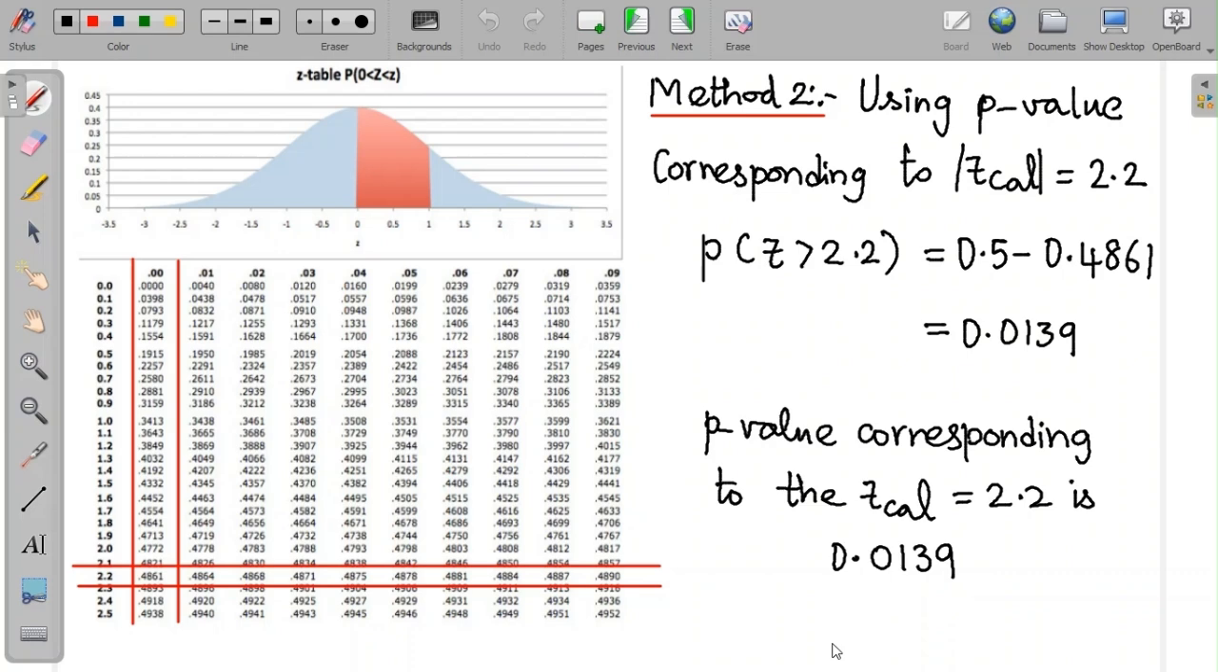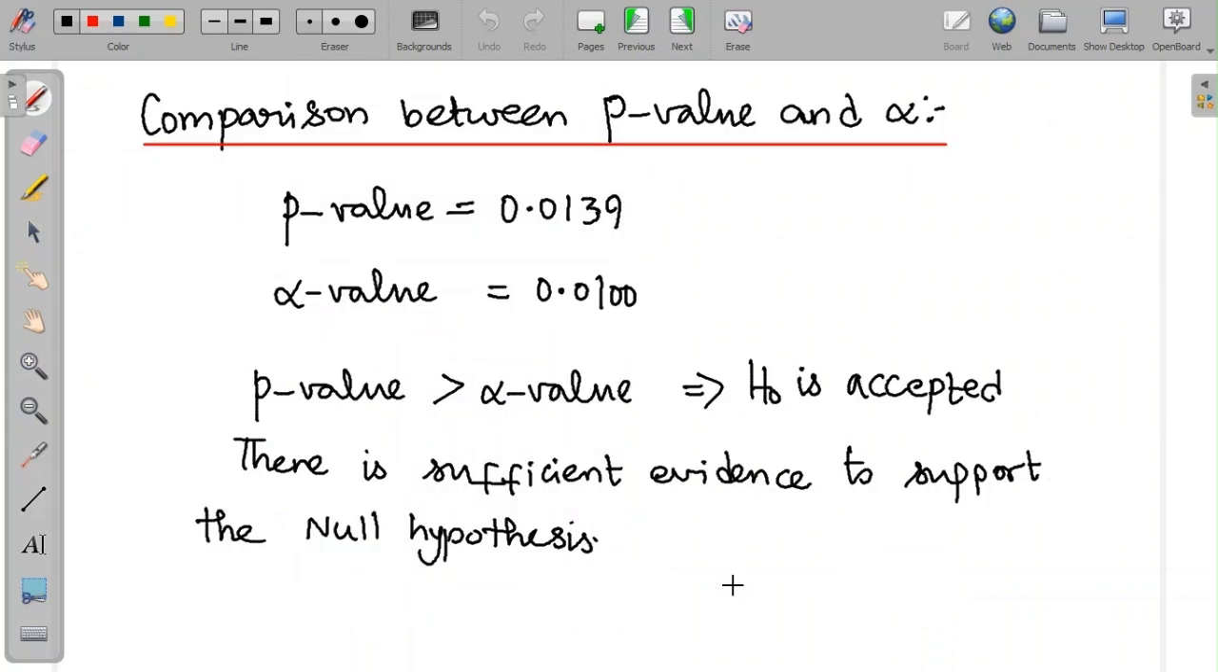The p-value is at 0.0139, and we compare this with the level of significance, alpha equal to 0.01. So the p-value is at 0.0139, alpha value is at 0.01. We see that the p-value is marginally greater than alpha, but still it is greater nonetheless. And since it is greater, by the decision making convention that we follow, H naught must be accepted. So there is sufficient evidence to support the null hypothesis.